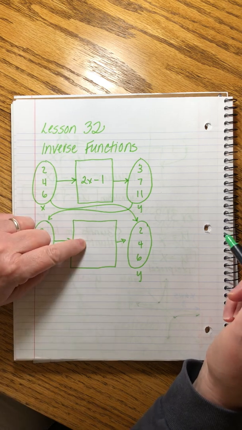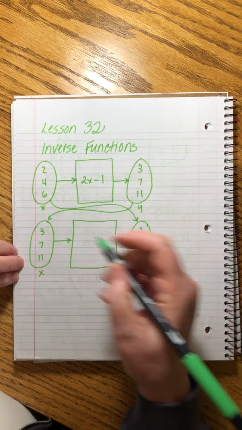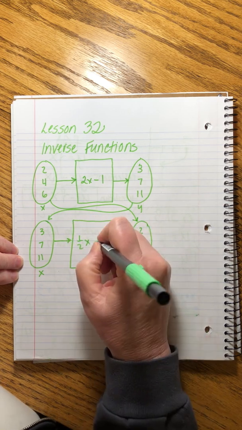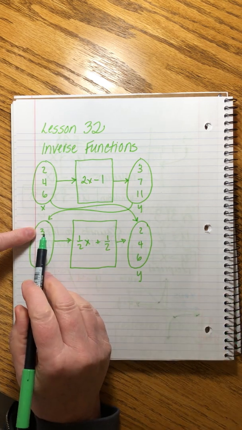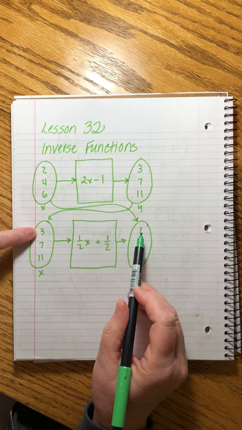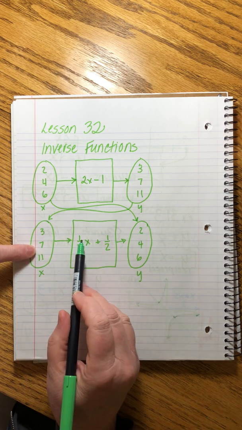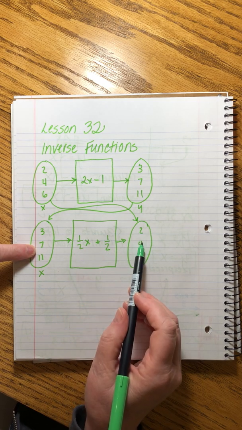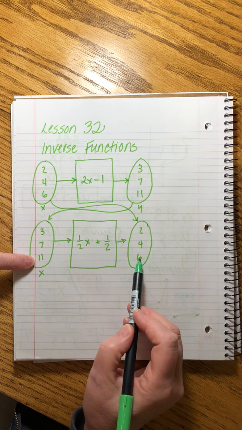Now, I'm going to tell you what the inverse function is, and then I'll show you how to calculate it. 1/2 x plus 1/2. 3, we put it in here, we get 3 halves plus 1 is 4 halves, and we get 2. 7, we put it in here, 7 times 1/2, that'd be 7 over 2, plus 1 is 8 over 2, and that's equal to 4. 11 halves, 12 halves, 6.